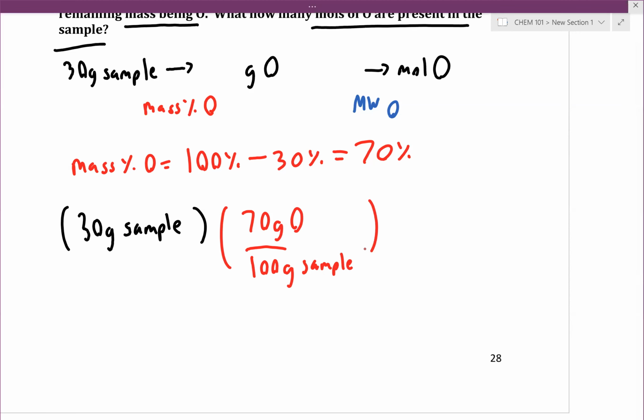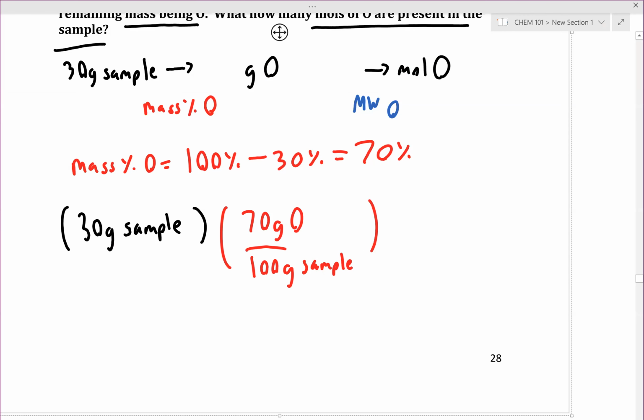Okay, and now for our next step, we need to use our molar mass. So we're going from grams of oxygen to moles of oxygen. So what is on top? Moles. So in 1 mole of oxygen, we have how many grams? 16.